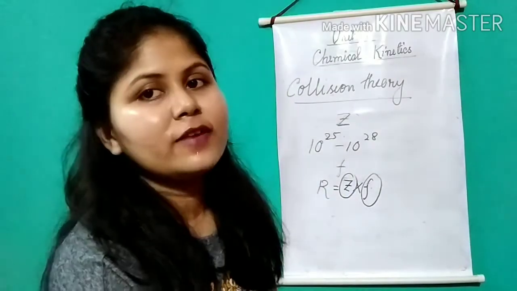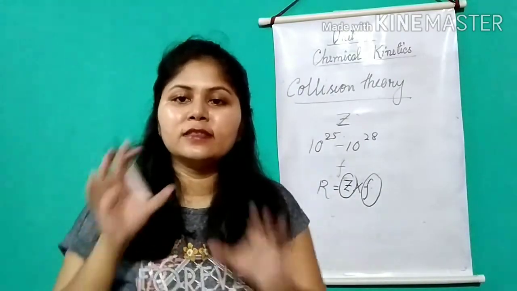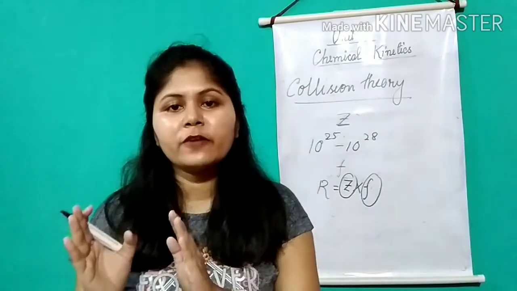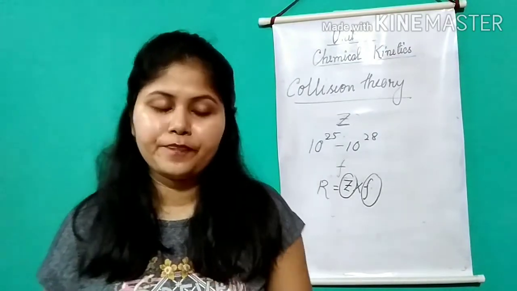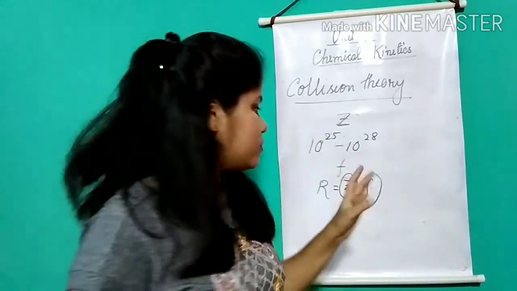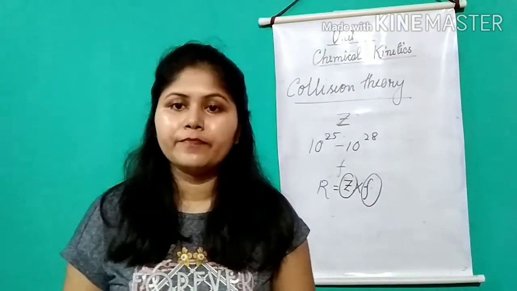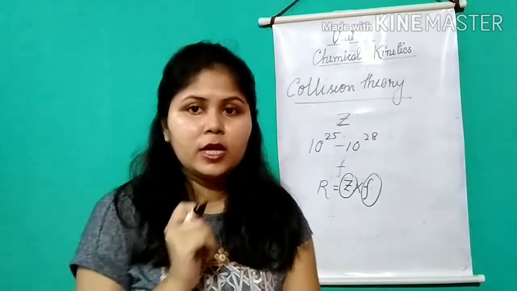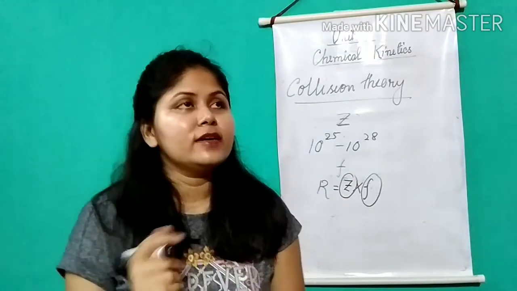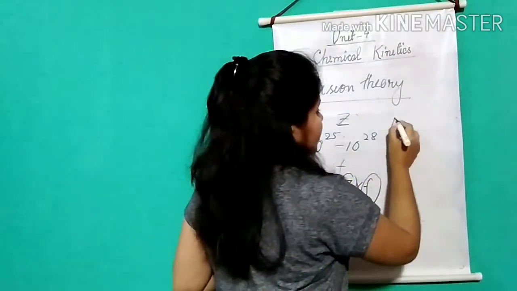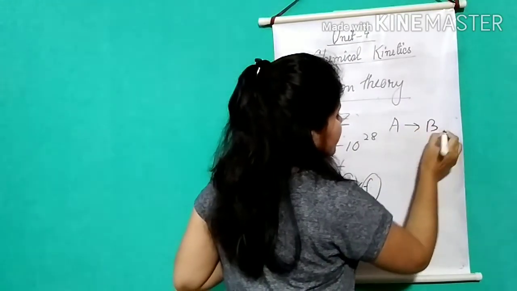So I hope you all have understood the theory of collision frequency. If you have any confusion, you can ask me. Okay. Next, I will tell you one topic which I have seen in some sums: the decay constant. Suppose I am taking an equation like this, a chemical reaction A to B.